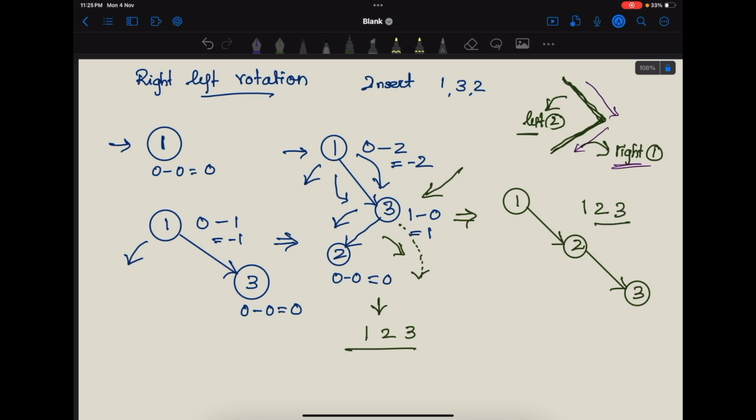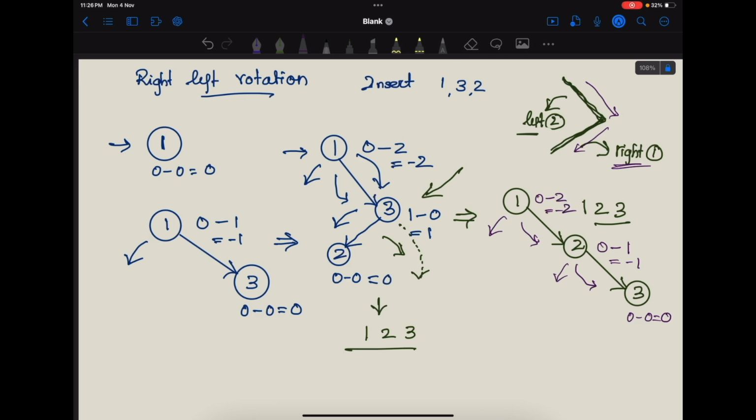So your rotation is as of now correct, and now you have to check the balance factor. According to situation 3, 0 minus 0 is equal to 0, and now for 2, there is no left-hand side, so 0 minus, and on the right-hand side we have only 1, so minus 1. Conditions are true. And for 1, there is no left-hand side, so 0 minus, and on the right-hand side we have 2 levels, so minus 2.